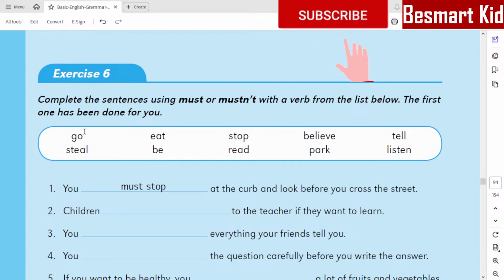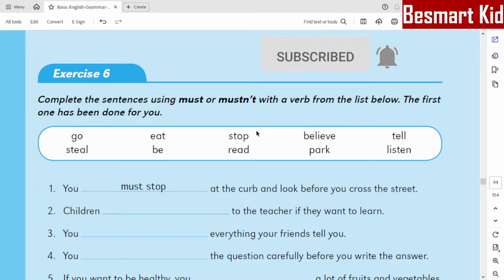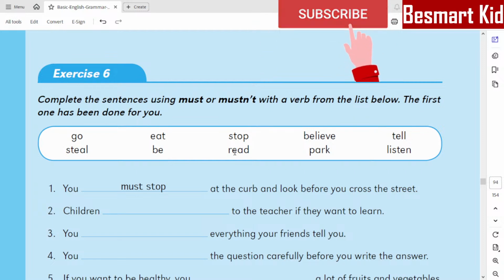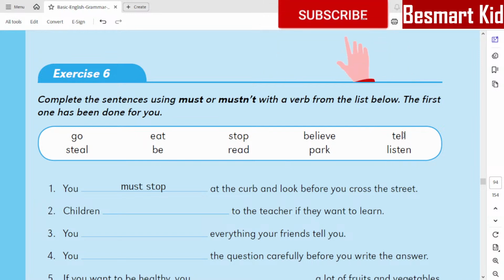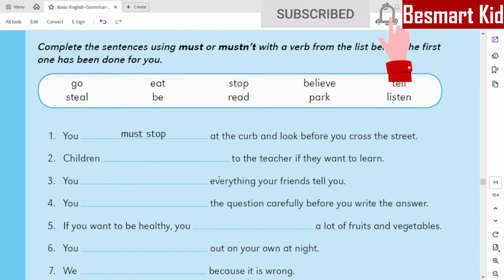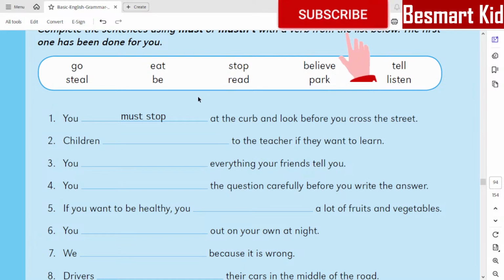The words are go, still, eat, be, stop, read, believe, park, tell, and listen. First, you must stop. You must stop at the curb and look before you cross the street.